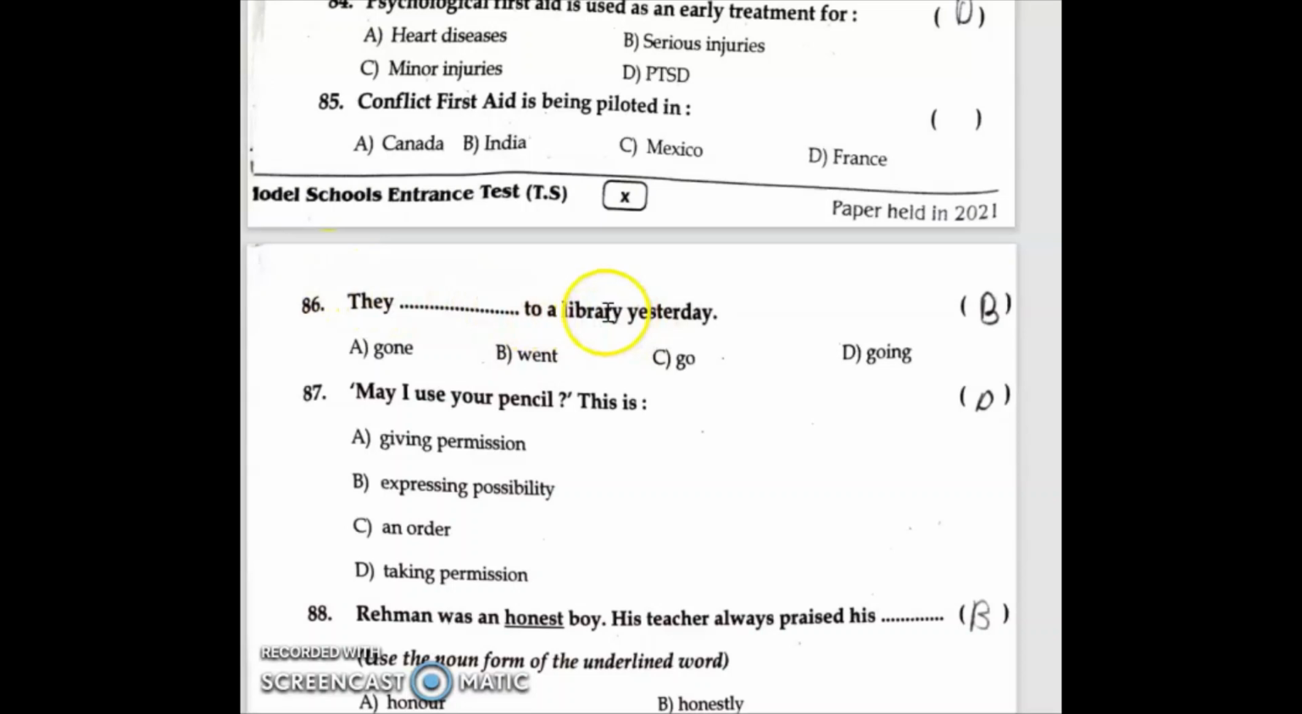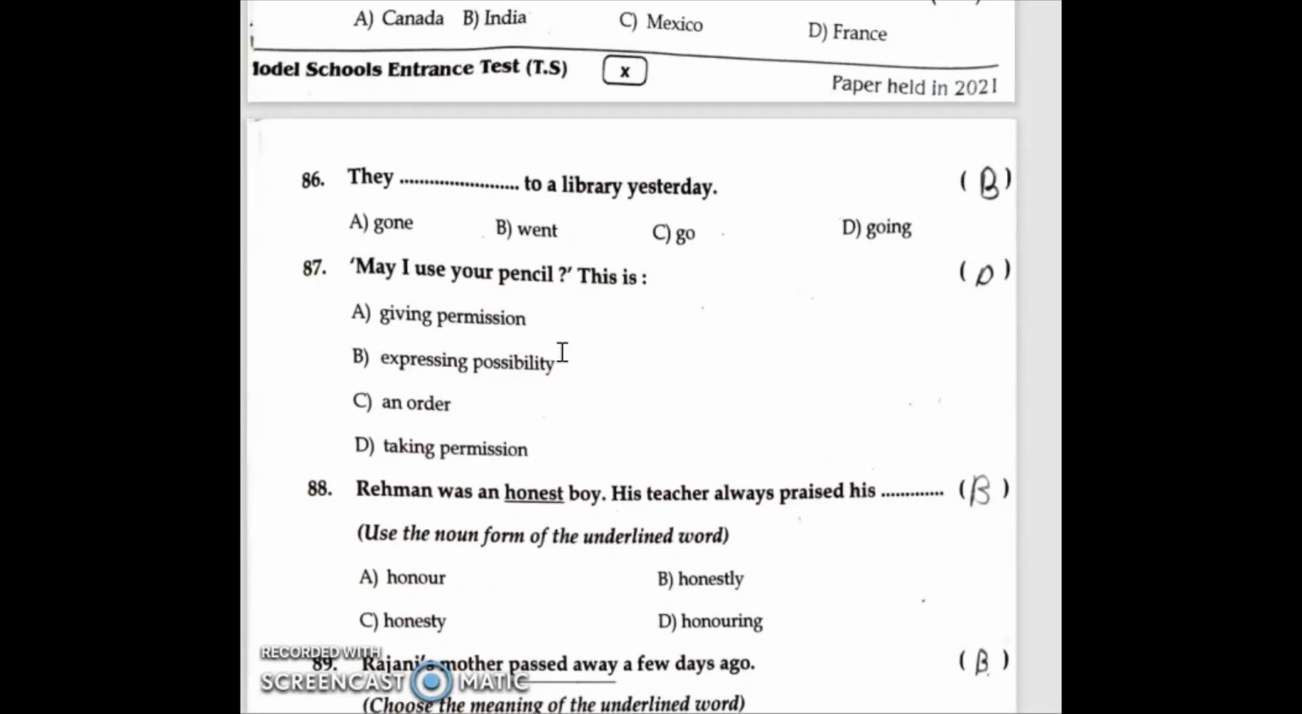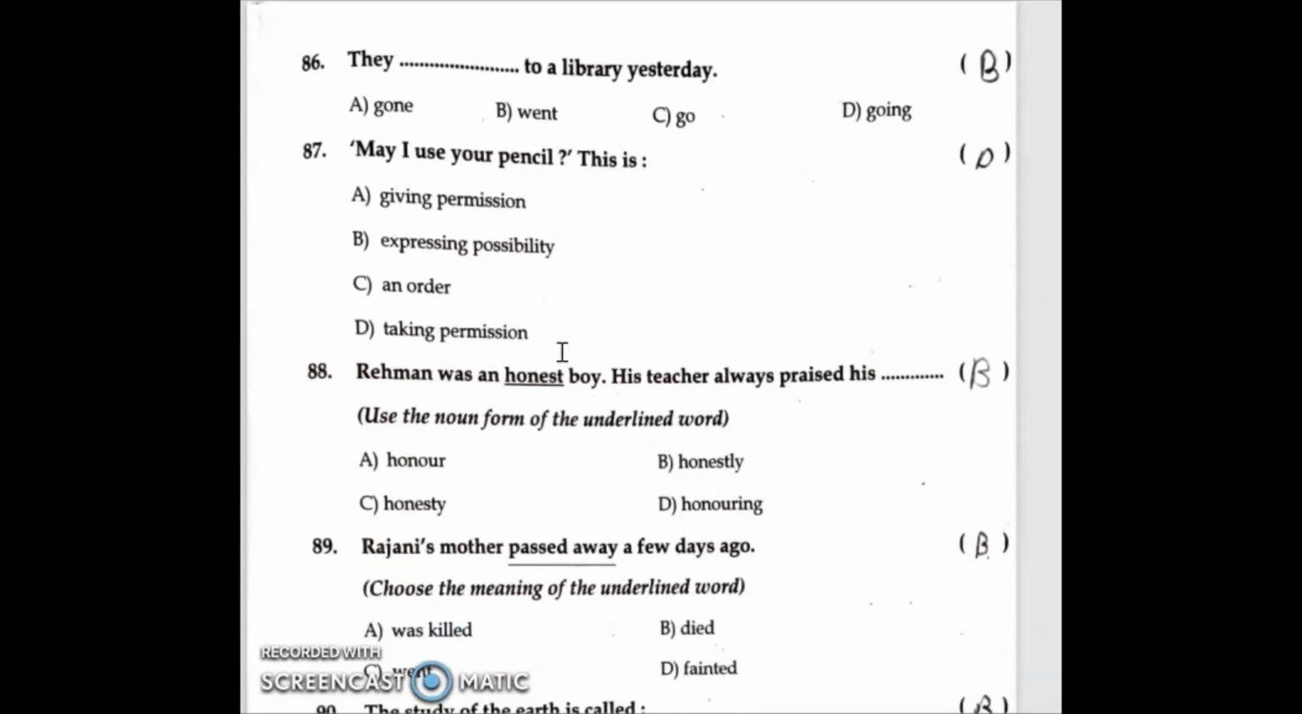They dashed to a library yesterday. B. Went to a library yesterday. May I use your pencil? This is taking permission. It is neither giving permission, expressing possibility, or an order. Rahman was an honest boy. His teacher always praised his honesty. B is the correct option here.